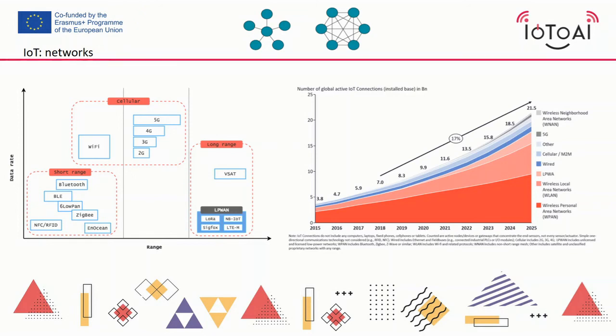The students will also learn that IoT connections are increasing every year. So we can see in the picture on the right how these connections are increasing exponentially, from 2015 to 2025, when it is expected to have more than 21.5 million devices connected.